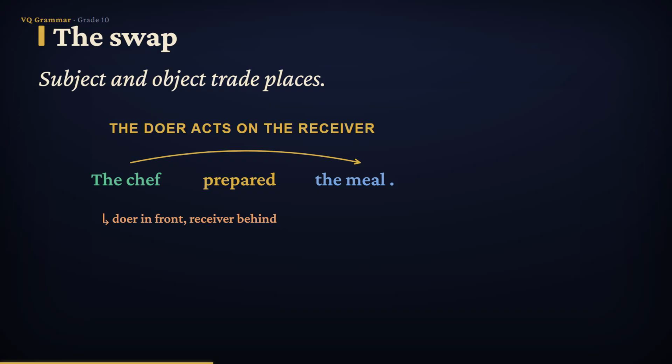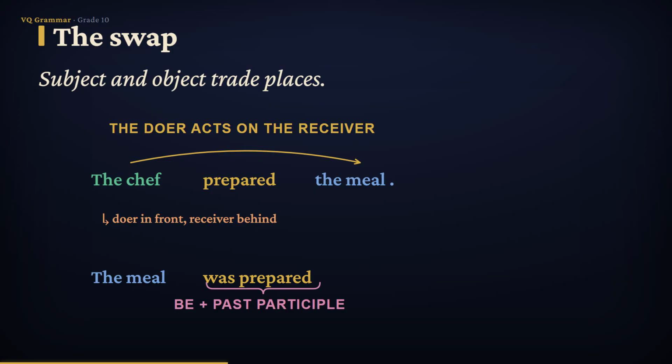Now let's turn it around. The direct object of the active sentence marches up and becomes the subject of the passive one. The meal takes the front seat. The verb changes to was prepared, a form of be plus the past participle. And the old subject, the chef, gets tucked into a by phrase at the very end. The receiver is now in front, and the doer has been pushed to the back. 2 sentences, 1 event, and the 2 nouns have simply traded places.